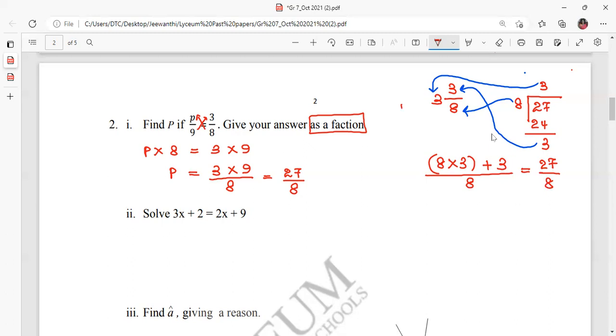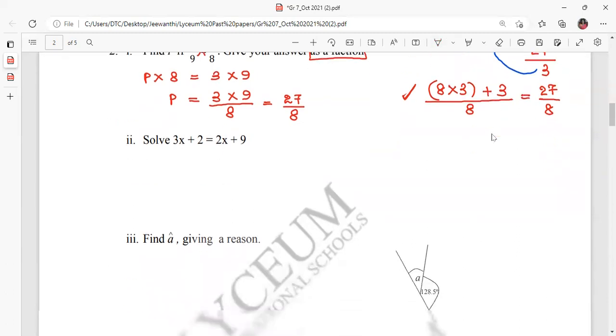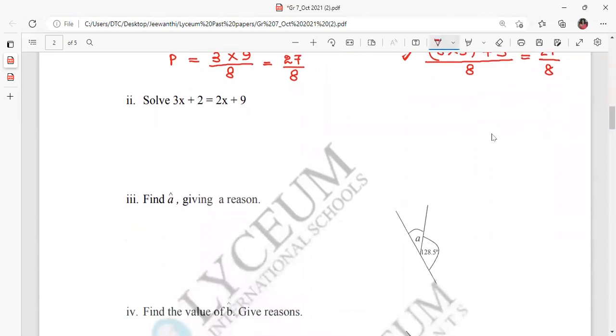So these two methods you should know. The first one, what I did, I converted the improper fraction into a mixed number. In the second step, I converted the mixed number into an improper fraction. These things are for your additional knowledge, right? So then we found the p-value is 27 over 8. So then we will move to the next one.